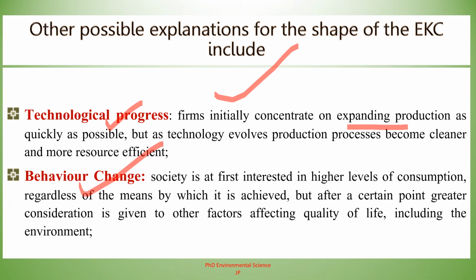As economies grow and technology evolves, firms start adopting more advanced and efficient production methods. Technological innovations lead to cleaner and more resource efficient processes, reducing the environmental impact of industrial activities. Examples include the development of renewable energy sources, energy efficient machinery, waste recycling technologies, and pollution control equipment. The adoption of cleaner technologies becomes more feasible and economically viable as the firms and economies become wealthier.